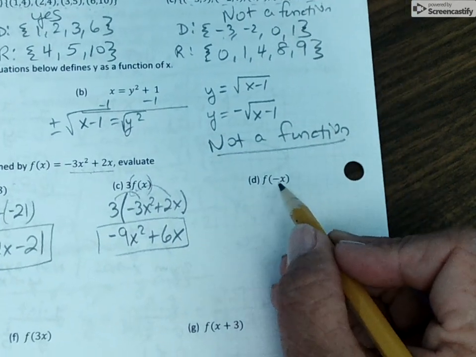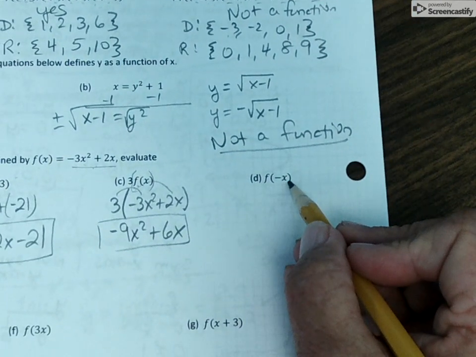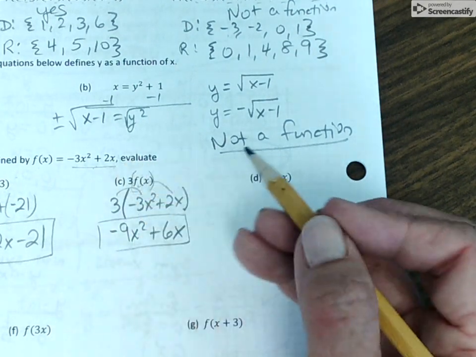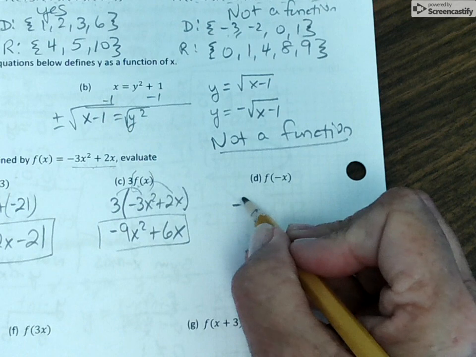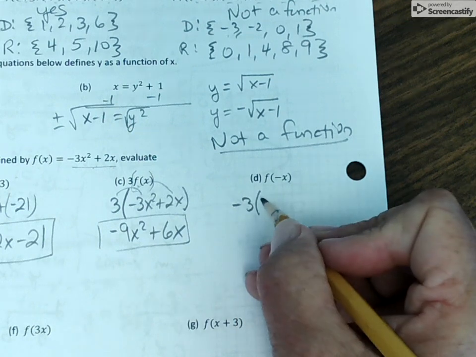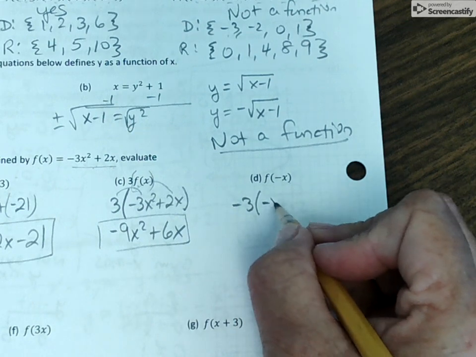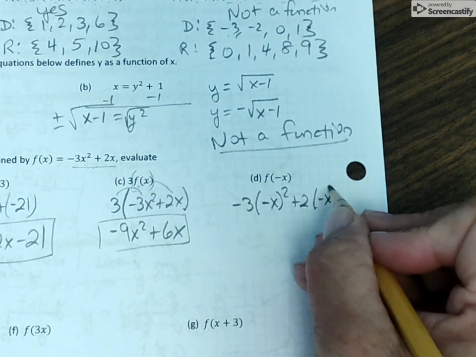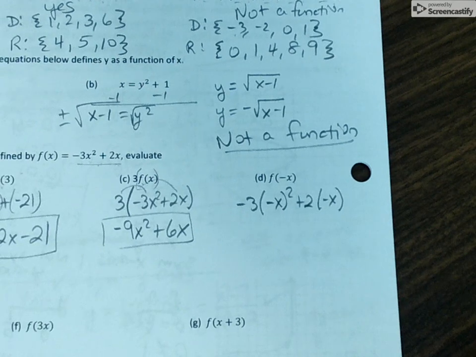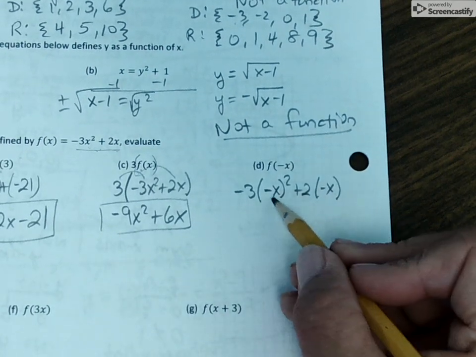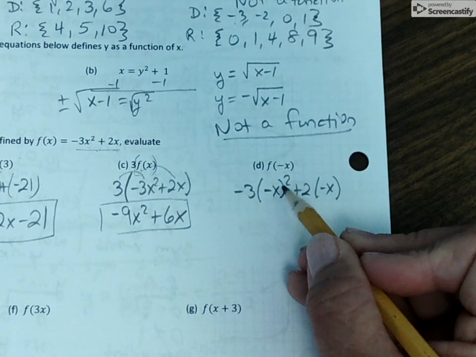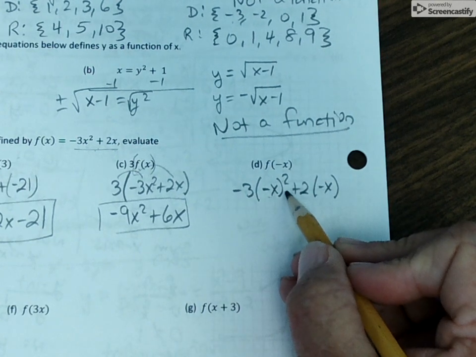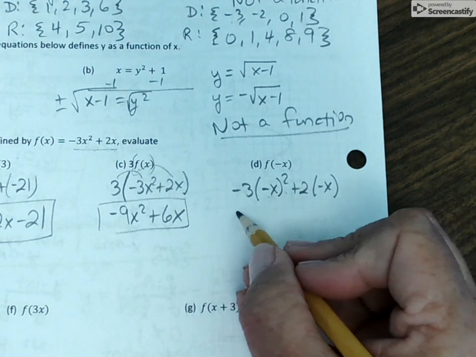Now this time, instead of putting x in my function, I'm going to put a negative x in. So everywhere there's an x in here, I'm putting a negative x. So this will be negative 3 times, be very careful with our negatives here, negative x squared plus 2 times a negative x. Okay, let's evaluate this. And again, we're going to do the parentheses with the exponent before we multiply by the negative 3. So negative x times negative x gives me a positive x squared.